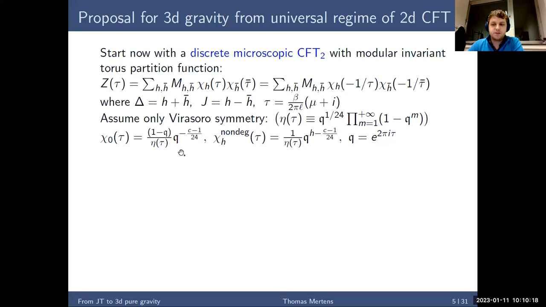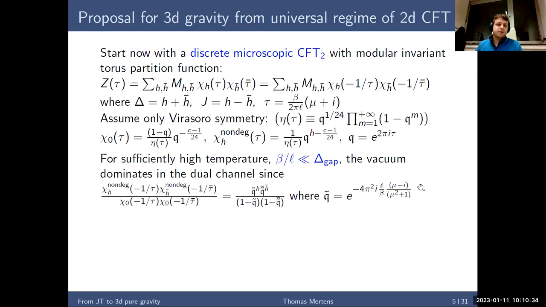So the vacuum Virasoro character looks like that. And a generic non-degenerate Virasoro character looks like this, where this q is, as usual, e to the 2 pi i tau, where tau is the modulus of the torus. And this eta function is just the standard Dedekind eta function. Now, for sufficiently high temperatures of this system, by sufficiently high, I mean that beta over L, the inverse temperature divided by the AdS length, has to be smaller than the spectral gap, so the gap between the vacuum and the first excited primary state in this CFT.